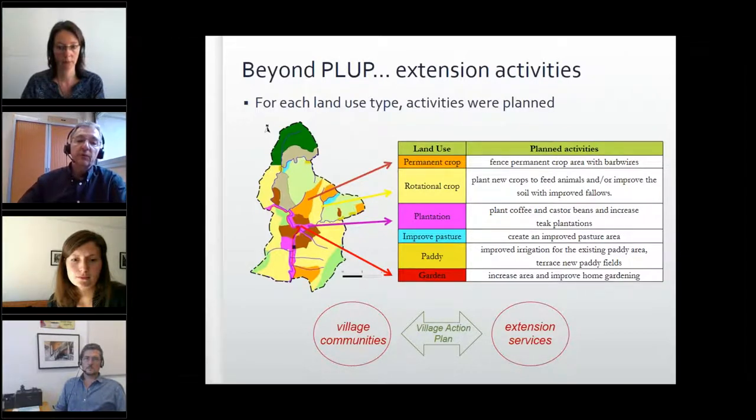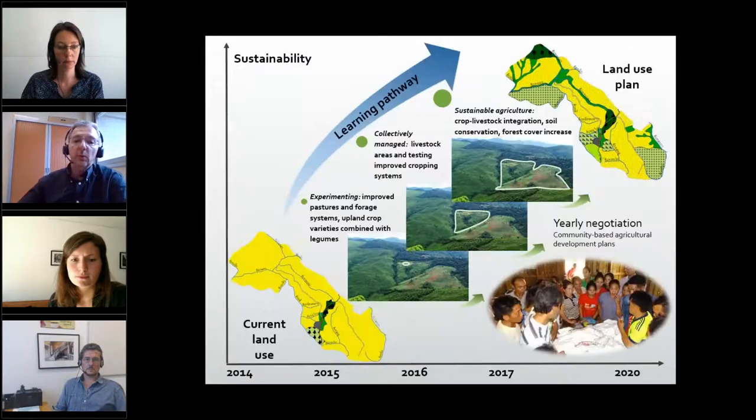And we realized after some time that not much was happening, because these different compartments of the village landscape were managed somehow disconnected. And if we wanted to move on, we had to consider it as a system and deal with the interactions between compartment of the landscape.